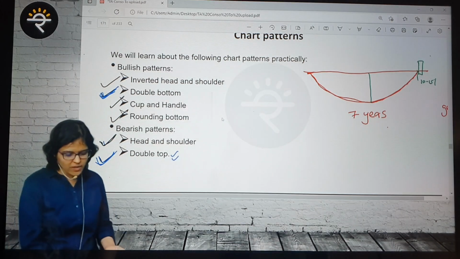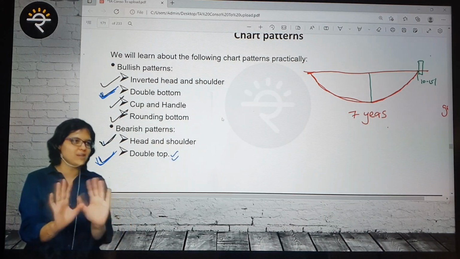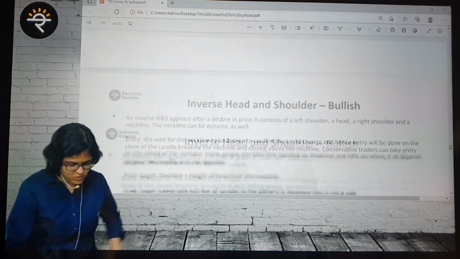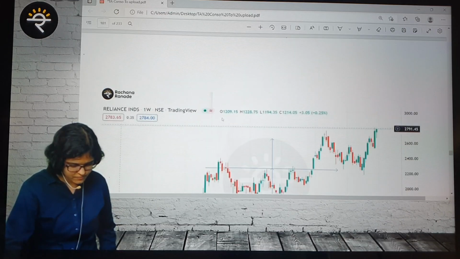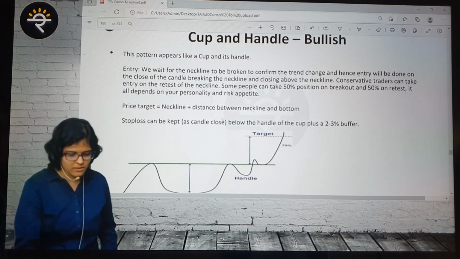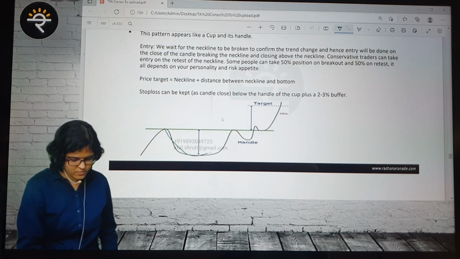Okay, the last one, which we have already done. Cup and handle. Let me just quickly show you examples. These are not as fascinating as rounding bottom. Let me just set your expectations right. So chart patterns, this is the last one. Cup and handle. Okay, see, this is the cup and handle pattern.